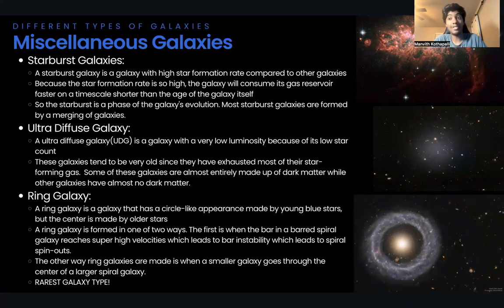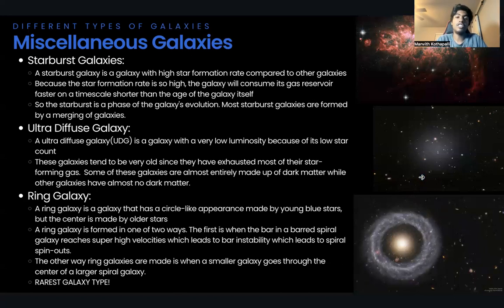So, there are a lot of stars being formed in starburst galaxies. Because the star formation rate is so high, the galaxy will consume its gas reservoir faster, on a timescale shorter than the age of the galaxy itself. So the starburst galaxy is a phase of a galaxy's evolution. Most starburst galaxies are formed by a merging of galaxies. Our own galaxy will have a starburst phase when it collides with the Andromeda galaxy in 3 billion years because of all the brand new gas.